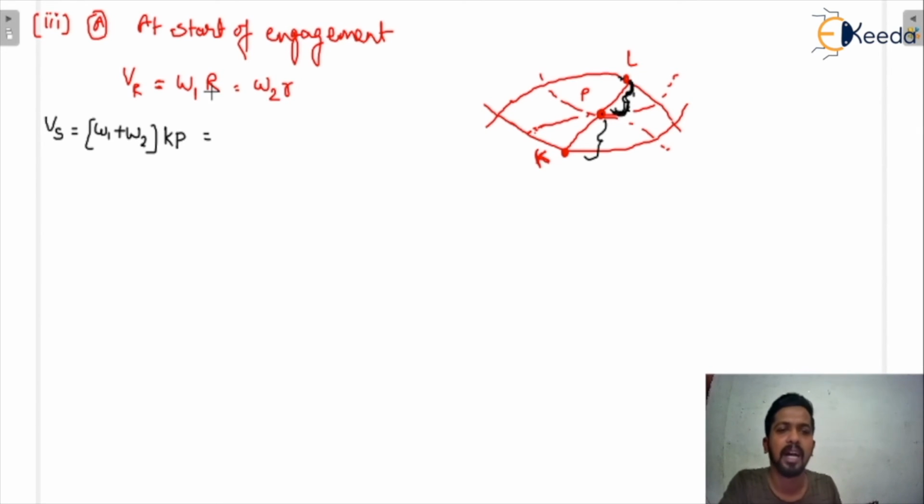Now in the question, the value of capital R and small r is given. Omega 1 and omega 2 are not given in the question. So we just have to convert into one variable. That means I'm going to consider omega 1 as the one variable. So I can write here omega 2 is equal to omega 1 capital R upon small r. Okay, so what would be the value of omega 2?